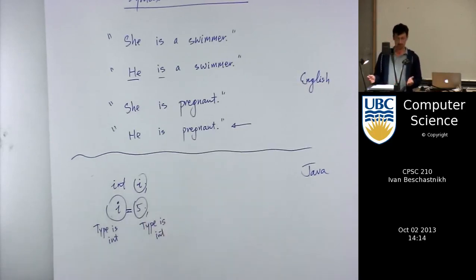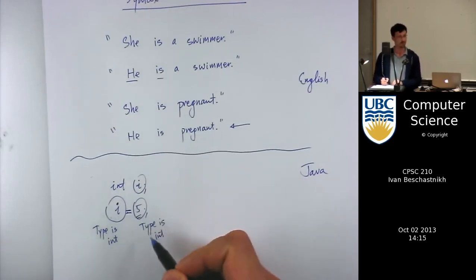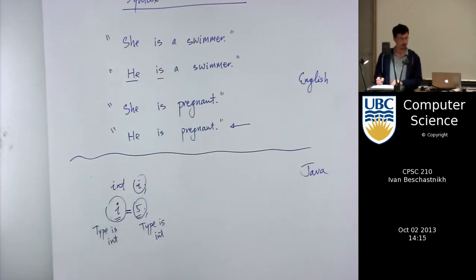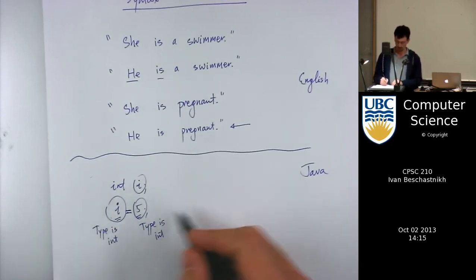So syntactically, it's very easy to check that a statement is legal. Semantically, it requires a little bit more knowledge. You have to actually know what 5 represents, and you have to know what i represents. So this is a very simple one to check.